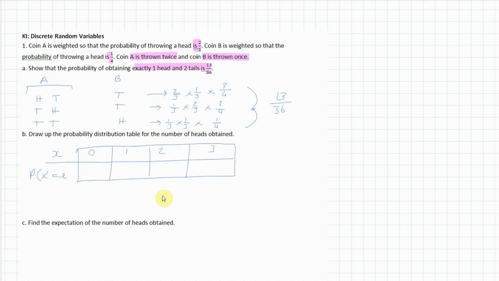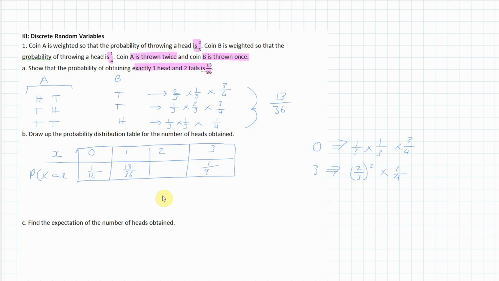Now we already have found out 1 head, so that's 13 over 36. And I hope you can see that 0 heads would be nice and easy, because you'd have to get no head on A and no heads on B, which is that. Now that gives me a total of 1/12. You can also see that 3 heads is easy because it's heads, heads, heads, so it's 2/3 squared for the coin A, and then we've got to multiply that by getting a head for the coin B, which is 1/4. Now for that, I'm getting 1/9.